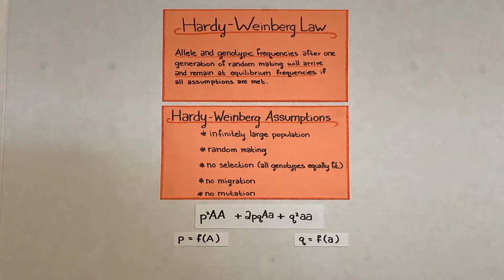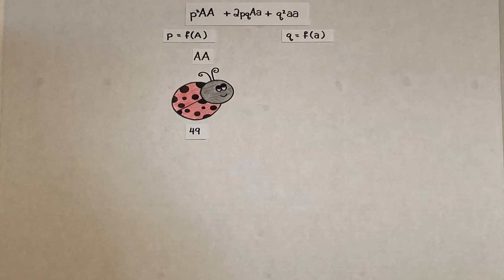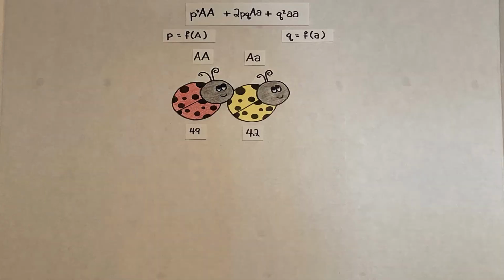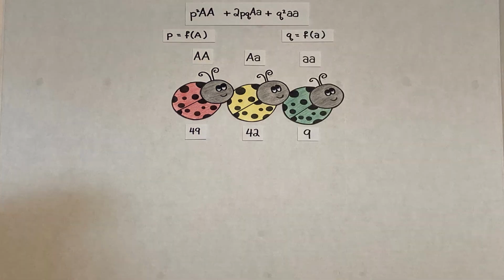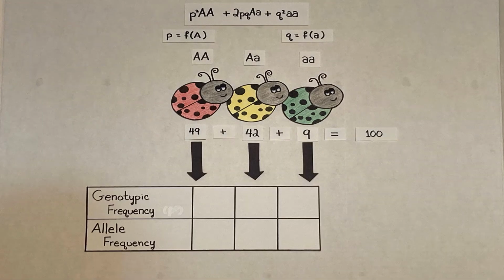Let's see this in practice. Let's say that we have a population of ladybugs in which there are 49 homozygous dominant genotypes producing a red body phenotype, there are 42 heterozygous genotypes producing a yellow body phenotype, and there are 9 homozygous recessive genotypes producing a green body type, giving us a total of 100 ladybugs in our population. Let's confirm that our population is in Hardy-Weinberg equilibrium.